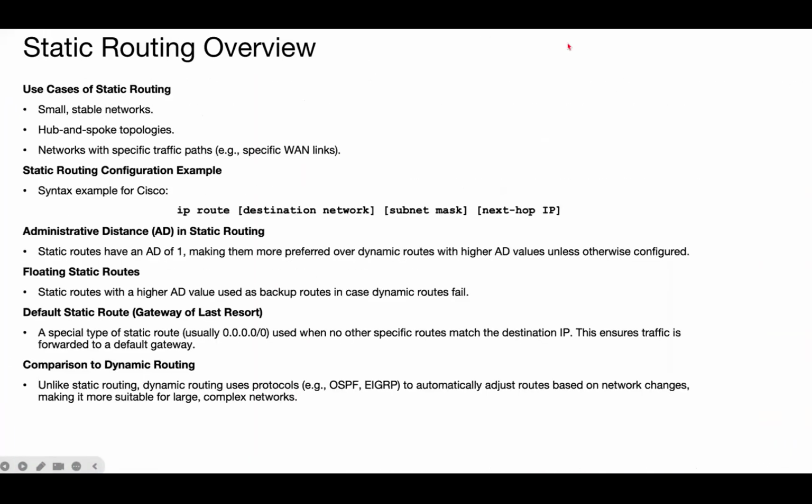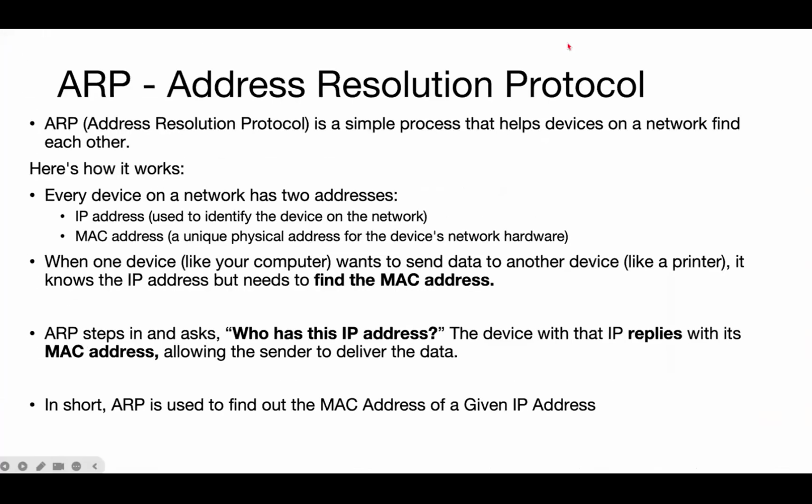Let's talk about ARP. See, ARP plays a very important role because whenever I'm sending some information, I need four pieces of information to send the packet. I need source IP, destination IP, source MAC, and destination MAC. These three pieces of information we already have. But what I don't have is the destination MAC. So in that case, I need to use the ARP protocol to find out the MAC address of a given IP address. So ARP is a simple process where I need to find out the MAC address of a given IP.